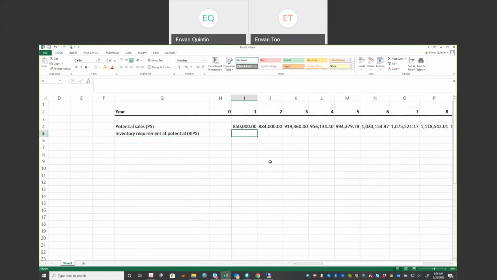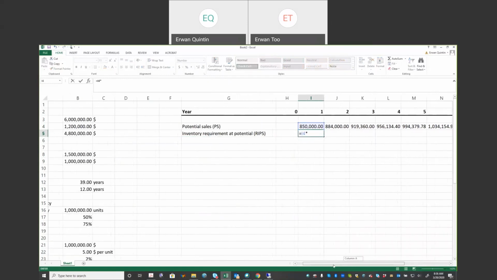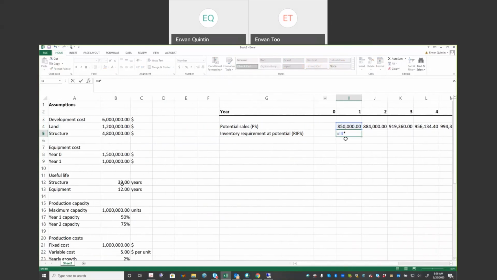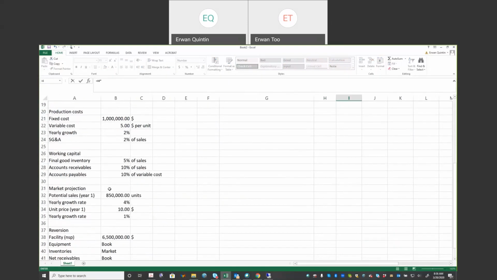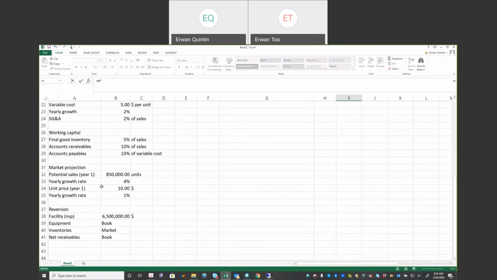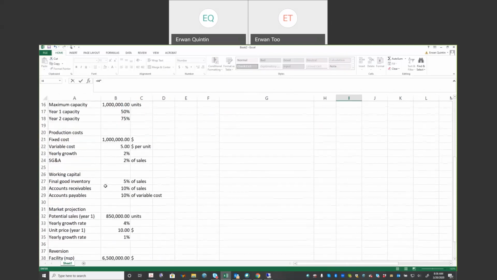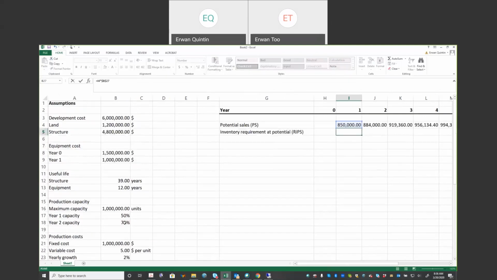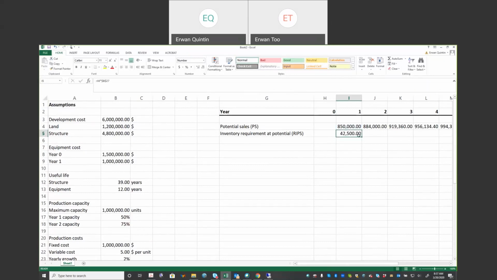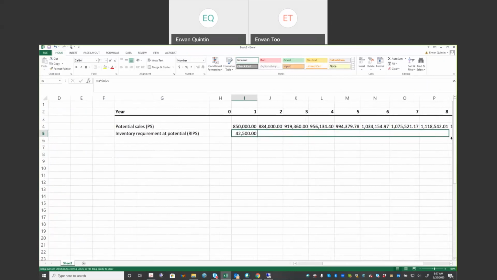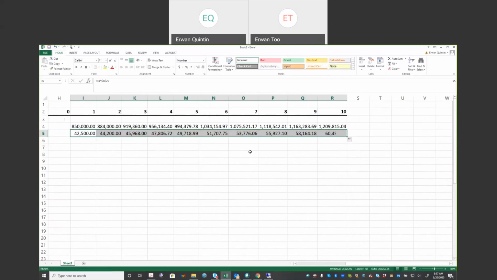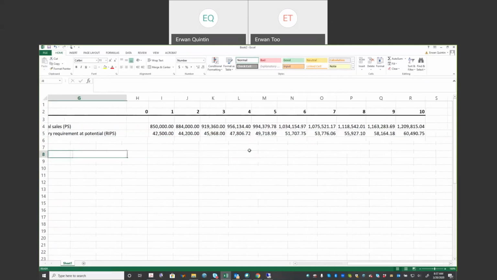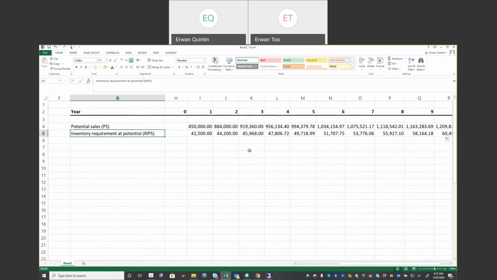If I sell at my potential sale, I need to keep a certain fraction of my sales in inventory, and that's what we call the inventory ratio, which should be over here somewhere. Final inventory 5% of sale. Here we go, F4. Okay. Good. These are the units that I have to keep around if I'm going to sell at potential. Okay. So now we're beginning to do some inventory math.